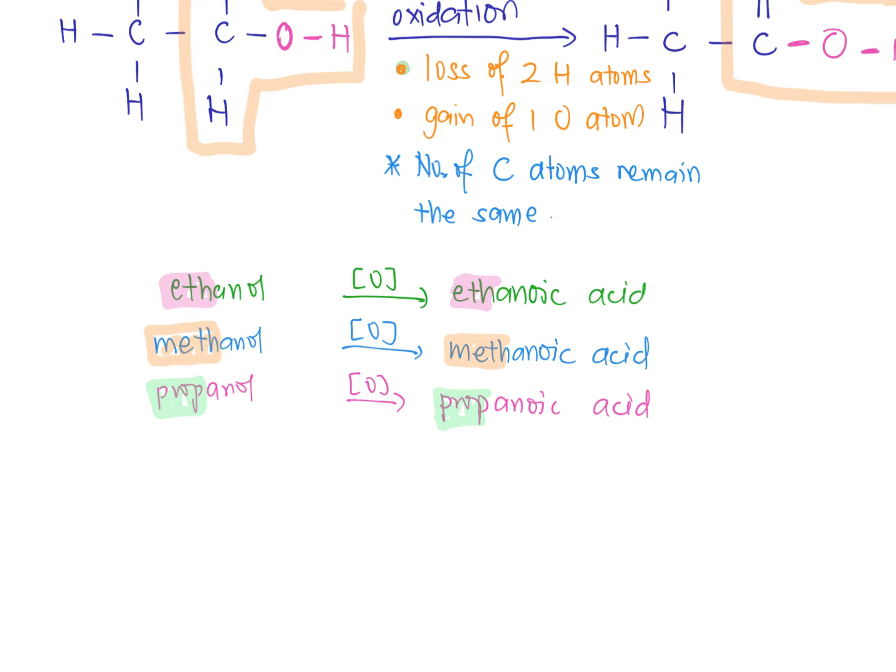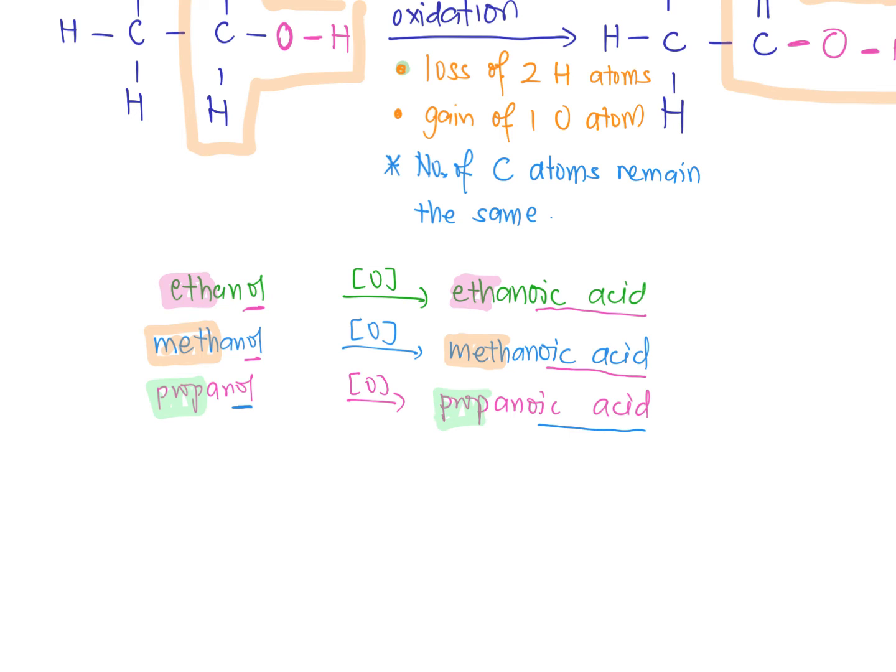Okay, so only the last part of the name changes. From the "-ol", it becomes "-ic acid". So this is how the name changes as well. Follow that? So if they name you any alcohol, you should be able to tell me the name of the carboxylic acid form. Similarly, you should be able to draw the structure for the carboxylic acid that's formed.